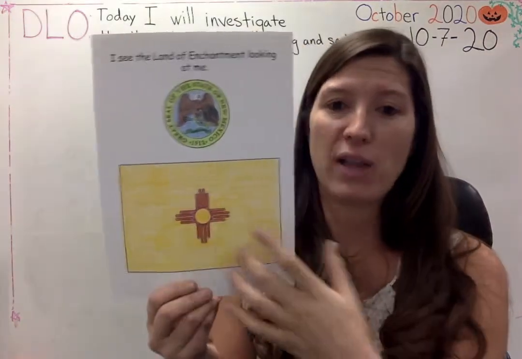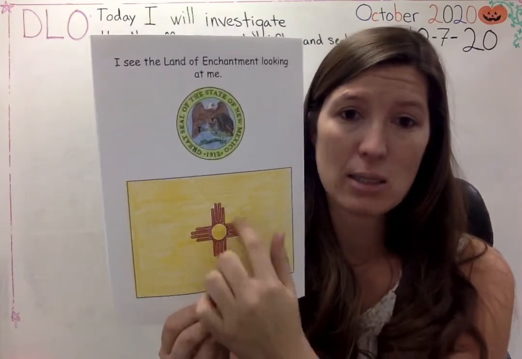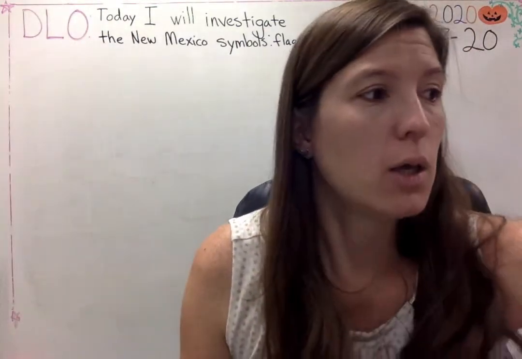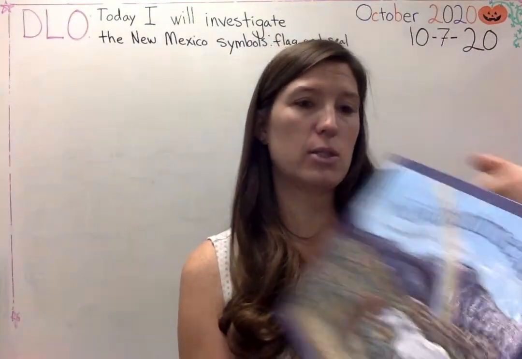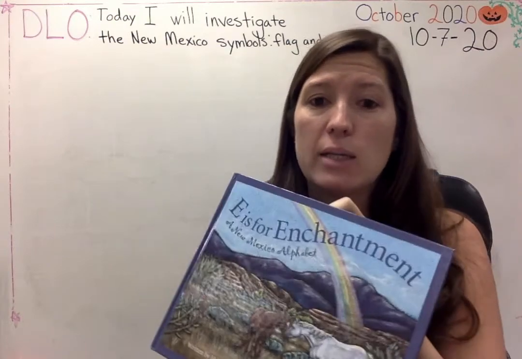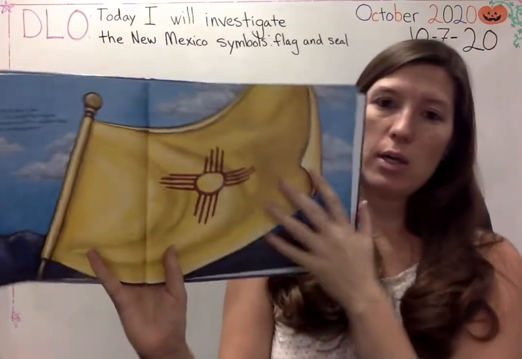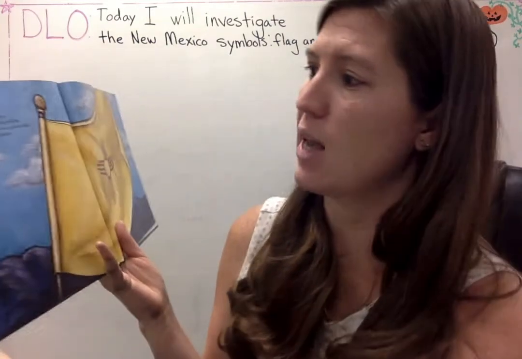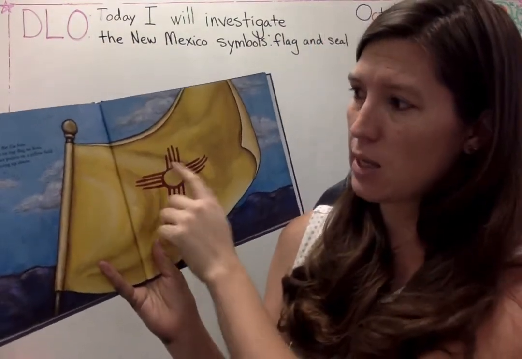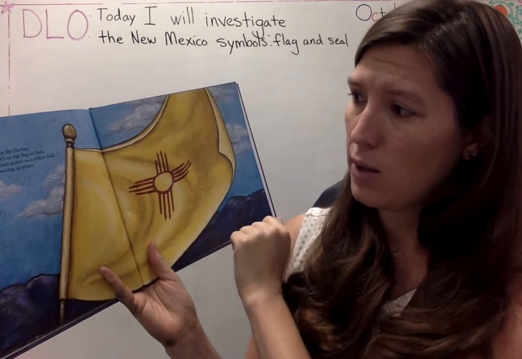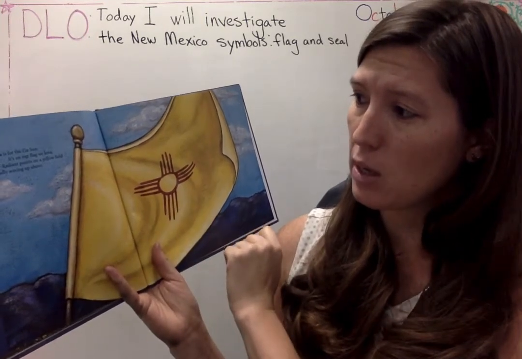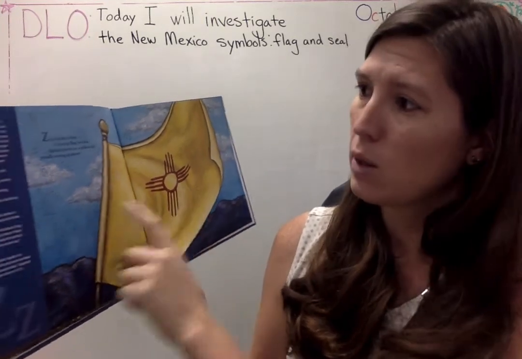Here's our flag. The New Mexico flag is yellow with a red Zia symbol in the middle. So let me read you a little bit of history on it. I have a book. It's called E is for Enchantment. Like I said, New Mexico is the land of enchantment. So here's our flag. And on the side it says, the Zia sun. It's on our flag. The radiant points on the yellow field proudly wave above.